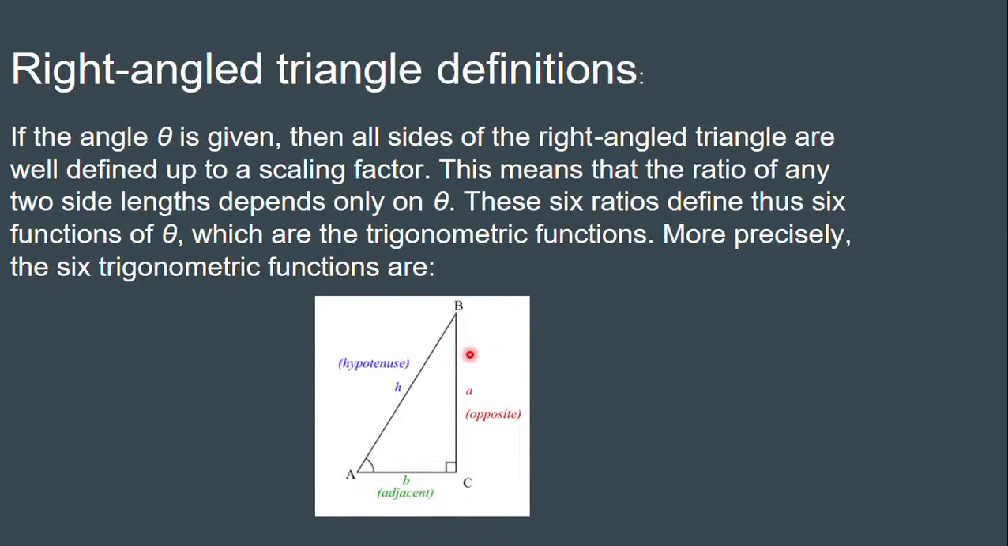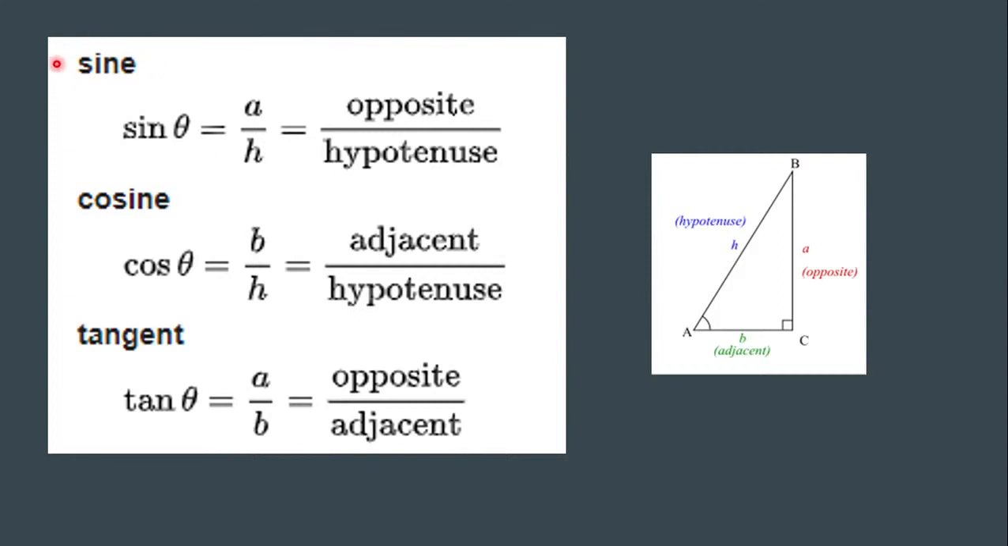So let's suppose angle A is angle theta, so we define new functions. First function is sine. What is sine of theta? Sine of theta is equal to perpendicular upon hypotenuse. Perpendicular is A and hypotenuse is H. Now the next function is cosine. What is cos of theta? Base upon hypotenuse. Base is B, hypotenuse is H.